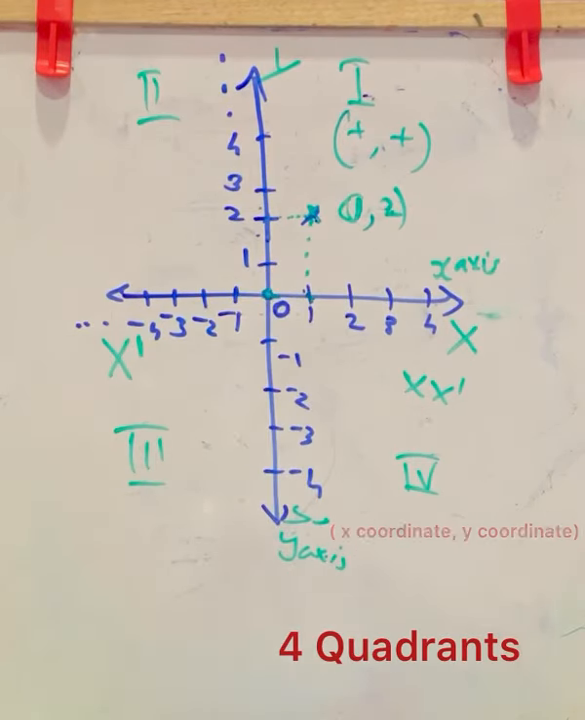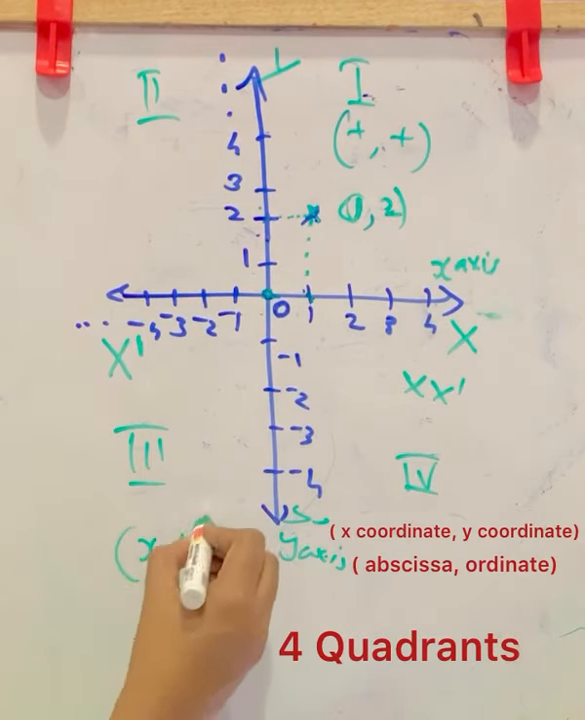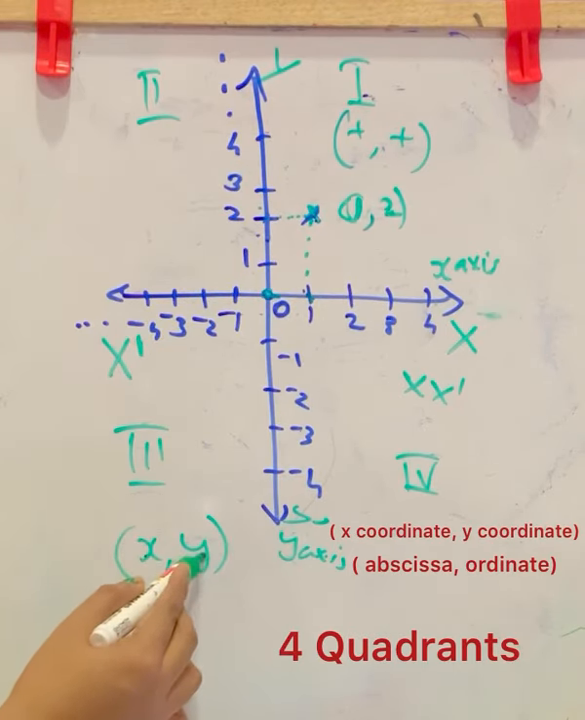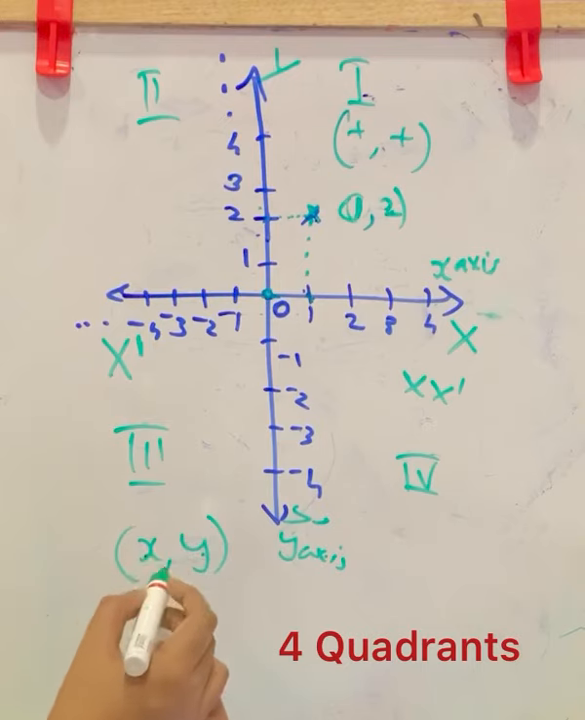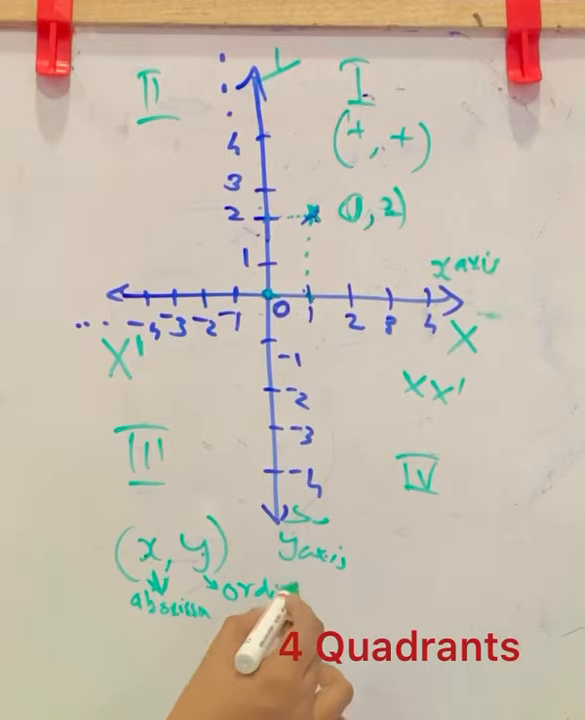This x coordinate has one more name. It is abscissa. And the y coordinate has another name, ordinate. Abscissa and ordinate, that is x comma y. This is the way we write the coordinates. This is the x coordinate and this is the y coordinate of a point. Now this is also called abscissa and this is also called ordinate.